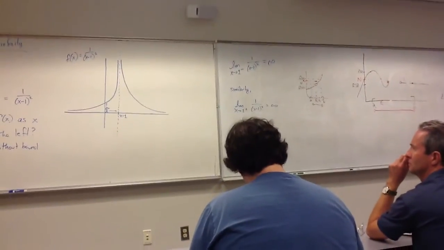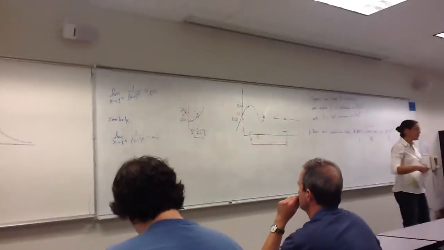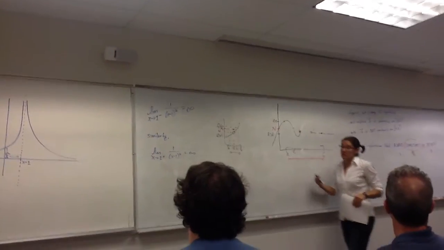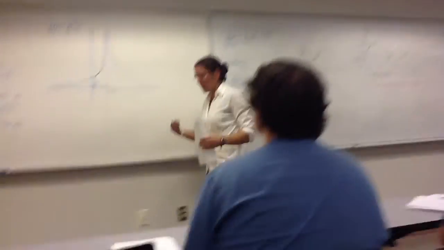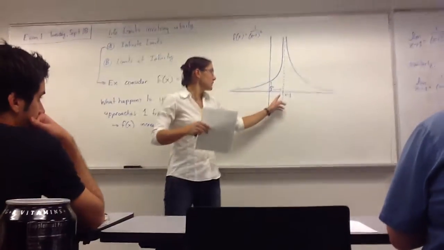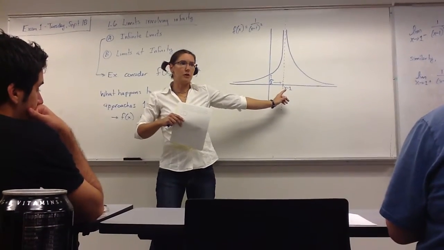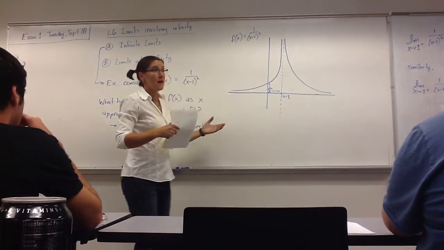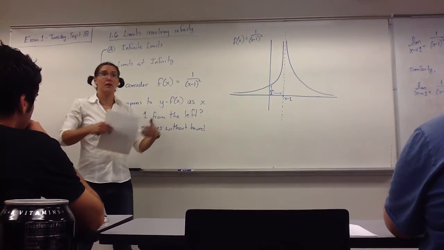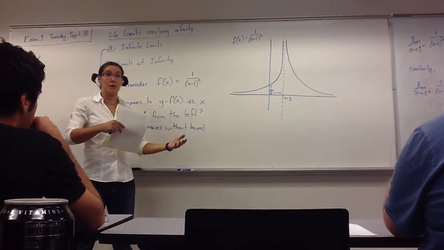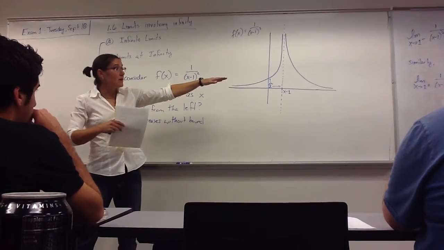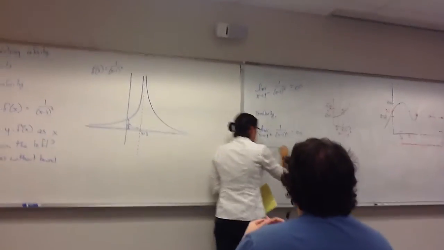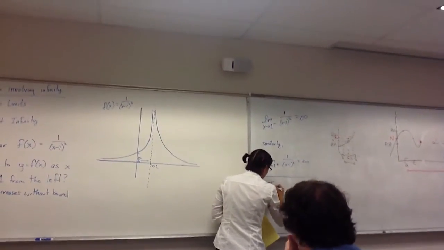Now, this is okay, but it's a little bit disturbing. Because as we've been talking about limits, we've been talking about x approaching a very specific number, x approaching a, and the y value of the function approaching a very specific number. And what I've been writing down here is infinity. And as you know, infinity is not a number.